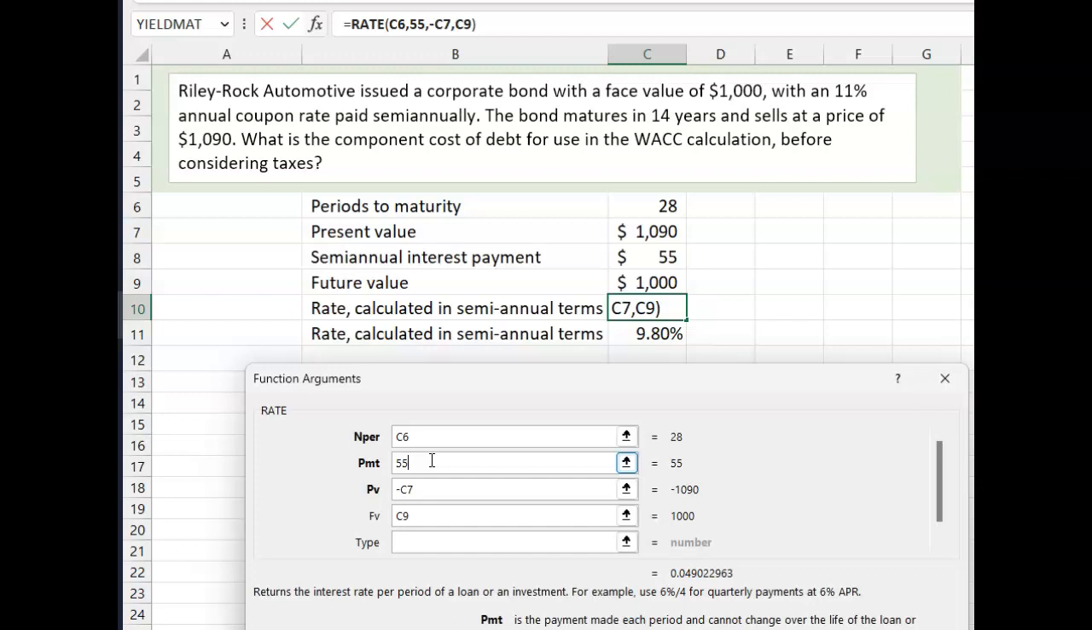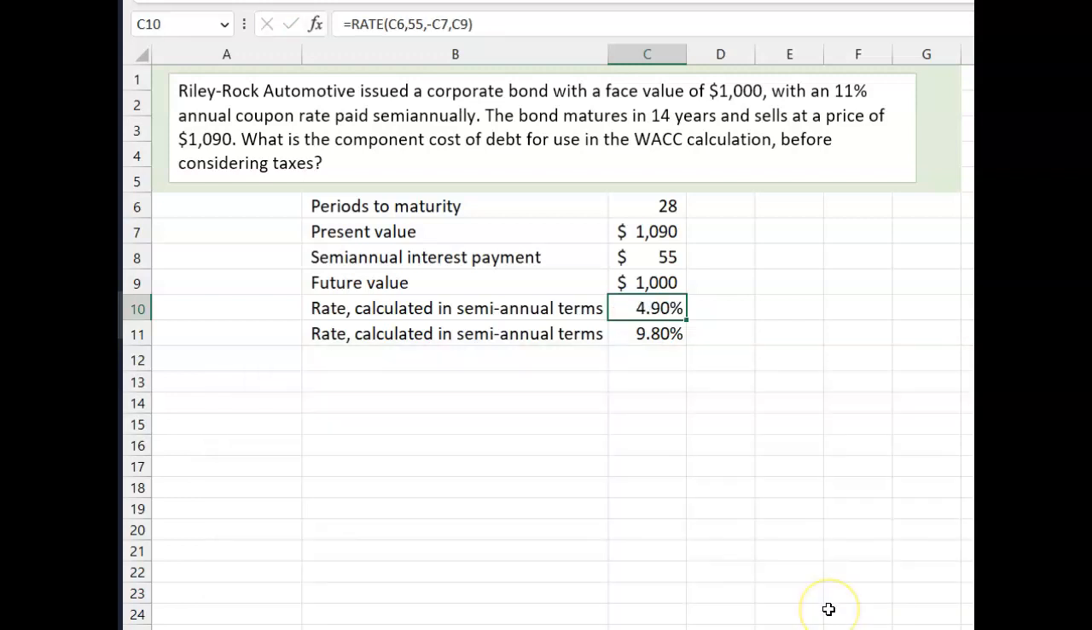We're going to assume we're purchasing the bond. Okay, so if we're purchasing the bond, we're going to receive cash inflows of $55. Now it's going to cost us $1,090 to buy the bond now, and we'll get $1,000 in the future. So $1,090 goes in as negative, $1,000 goes in as positive. All right, when we do that, we get a semi-annual rate of 4.9%. We have to then double that, because we always express the components of cost of debt on an annual basis.